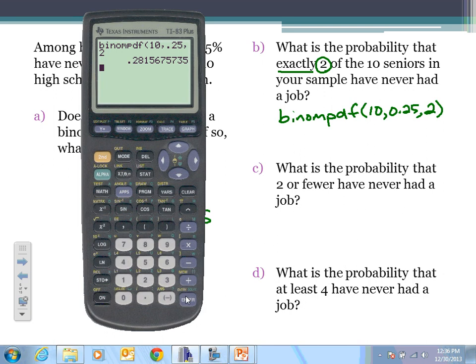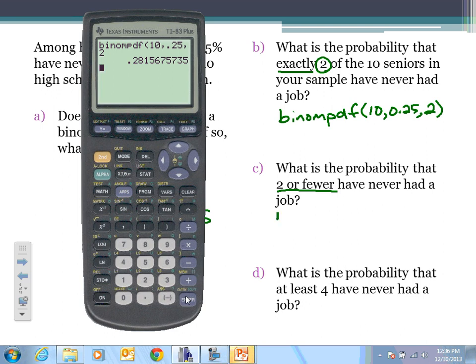What is the probability that 2 or fewer have never had a job? Again, the first thing we have to determine is whether we are going to use a PDF or a CDF in this situation. Well, the first question said exactly 2. This time it says 2 or fewer. If we think about that, 2 or fewer could be 2, 1, or 0. Well, this is where the CDF comes into play. This is the same as saying at most 2.